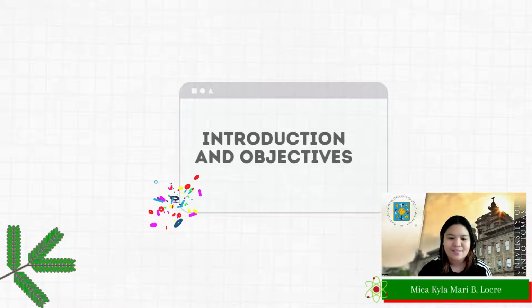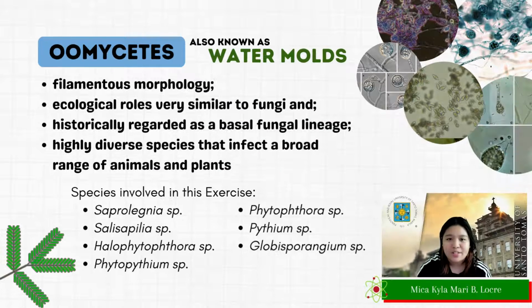relationship of the oomycetes. Oomycetes, also known as water molds, are a class of eukaryotes that encompasses ecologically important animal and plant pathogens. They have filamentous morphology and ecological roles that are similar to fungi, and they were formerly considered to be a basal fungal lineage. Oomycetes have come to be recognized as very distant relatives of real fungi, as morphological and molecular research have advanced since the latter half of the 20th century. Through convergent evolution and interkingdom horizontal gene transfer, they have simultaneously evolved comparable morphology and lifestyle.